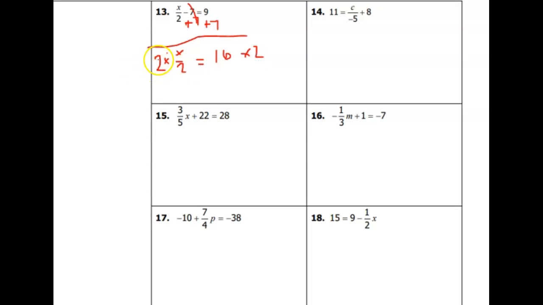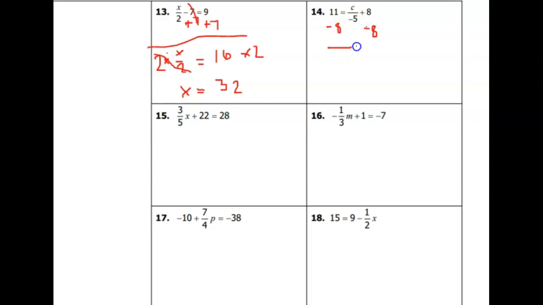Now on the left side, those 2's are going to cancel, and x is going to be by itself. On the right side, 16 times 2 is 32. X equals 32. Let's go to 14. 14, the same thing. I'm just going to undo the addition and subtraction first and then handle the division here. So I see 8 is being added, so I am going to subtract 8 on both sides of the equation.